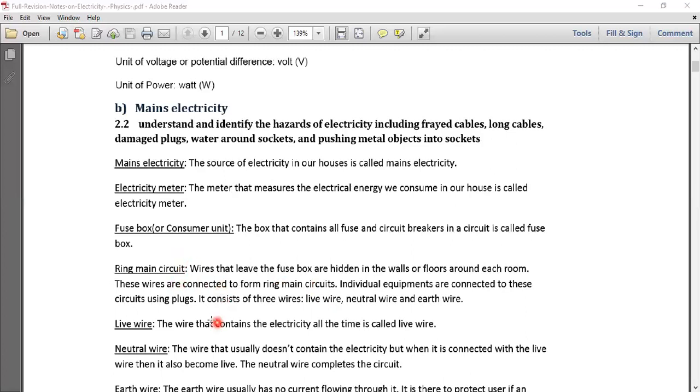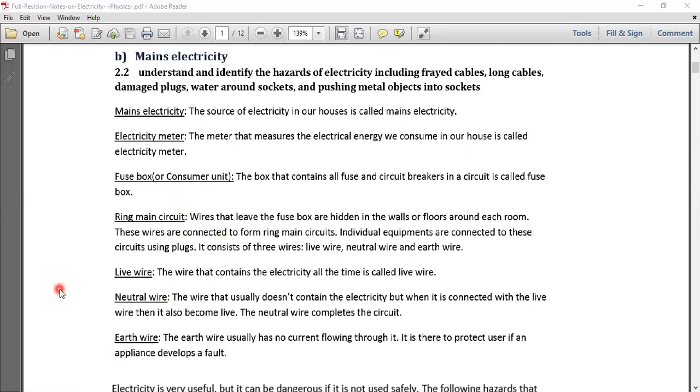Now let's see what a live wire is. The wire that contains electricity all the time is called the live wire. This wire always remains live, that is, it always contains electricity. If we get in touch with this wire, we might get a shock, or we will surely get an electrical shock.